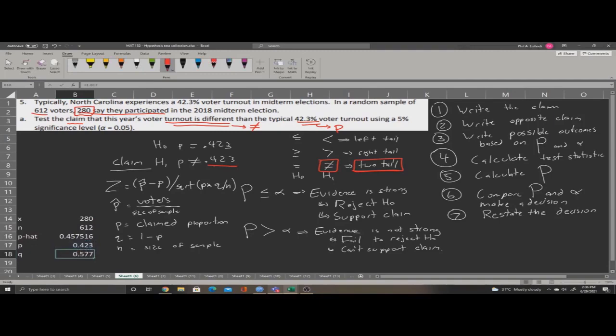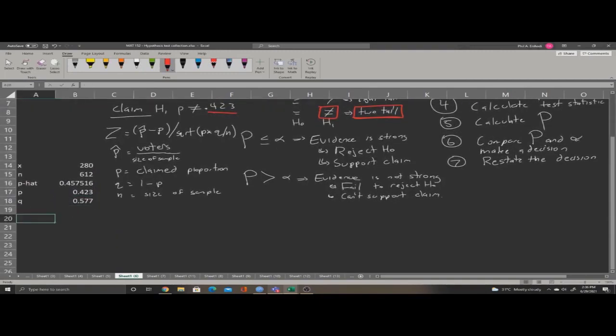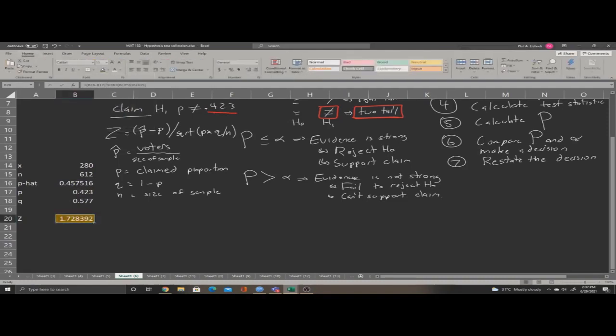Now that we have everything we need, we can calculate the test statistic Z. We'll say equals parentheses P hat subtract P, divide by square root of P times Q, divide by N. Close the parentheses and press enter, and we get our test statistic, 1.728. Paint this gold because it is important. That completes step 4.